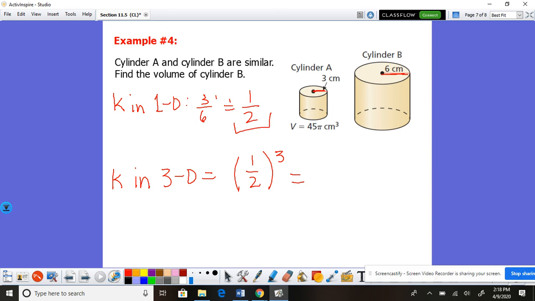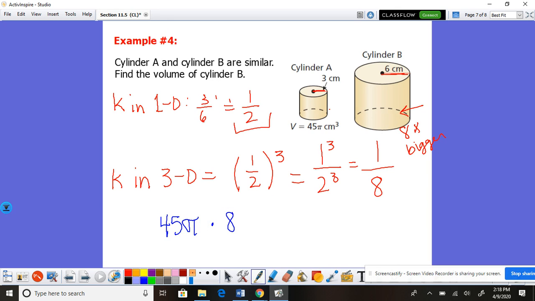Okay, so remember, this is the same thing as 1 to the 3rd over 2 to the 3rd. 1 to the 3rd is just 1. 2 to the 3rd is 8. Okay, in other words, the volume of this is 8 times bigger than the volume of the smaller one. So if it's 8 times bigger, all we'd have to do is take 45 pi and times it by 8. And when we do that, we'd get roughly 360 pi, and that's centimeters cubed. And if you want that as a decimal, just put it in your calculator.